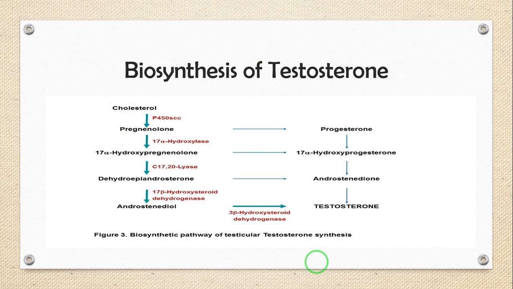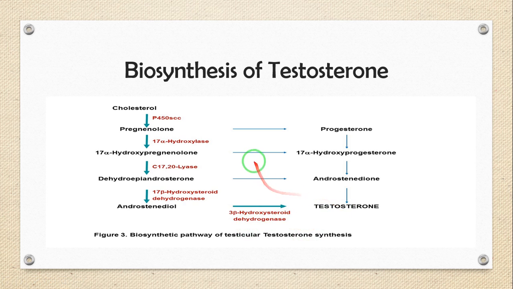Synthesis usually starts from the conversion of cholesterol to pregnenolone. This is the first step in the synthesis of testosterone in the testis, and then we have many steps and intermediates before the conversion of pregnenolone to the final product, which is testosterone. Cholesterol is converted to pregnenolone, then to 17-alpha hydroxypregnenolone, then to dehydroepiandrosterone, to androstenediol, and later by 3-beta hydroxysteroid dehydrogenase it will be converted to testosterone.